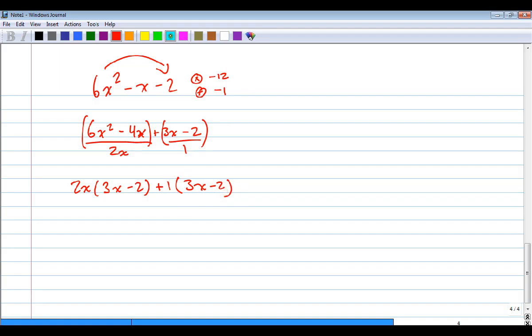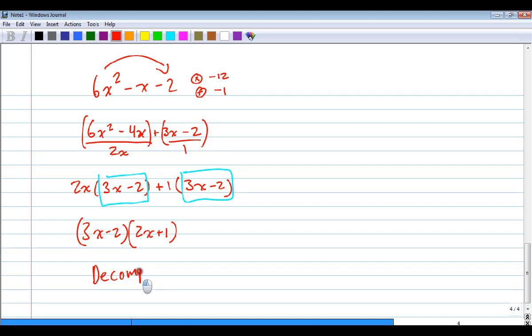Now notice, this and this are the same factor, aren't they? So they can come out, 3x minus 2, and what was left? 2x plus 1. This is how I was taught, and apparently how Bryce and Bradley were taught. That is called decomposition. I don't like it, and I just spelt it wrong, decomposition.